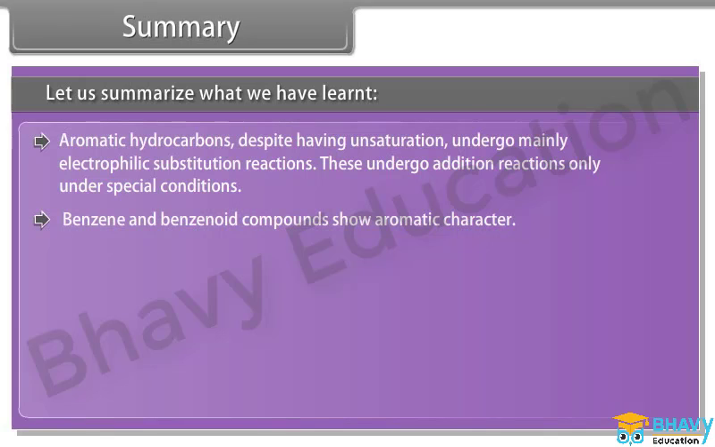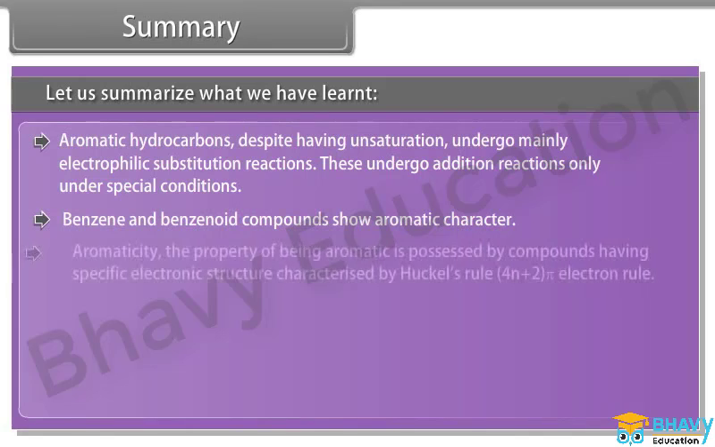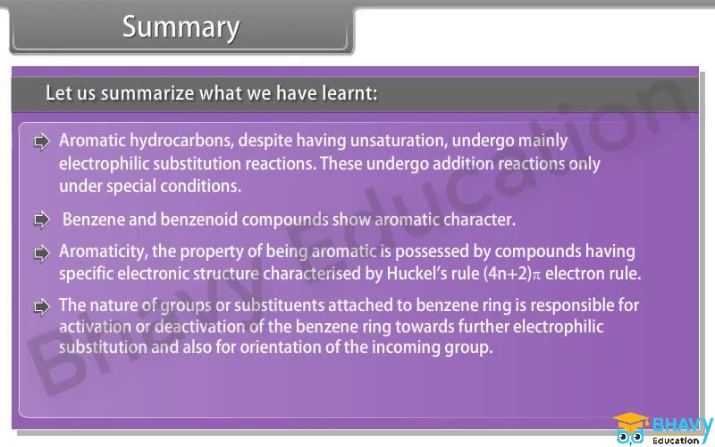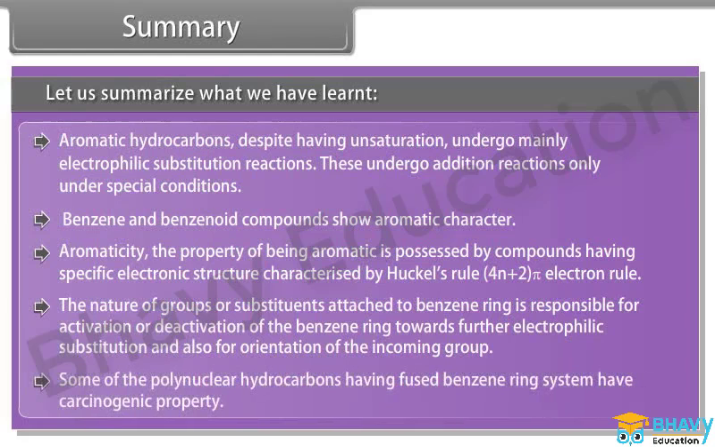Benzene and benzenoid compounds show aromatic character. Aromaticity, the property of being aromatic, is possessed by compounds having specific electronic structure characterized by Huckel's rule, the 4n plus 2 pi electron rule. The nature of groups or substituents attached to the benzene ring is responsible for activation or deactivation of the benzene ring towards further electrophilic substitution and also for orientation of the incoming group. Some of the polynuclear hydrocarbons having fused benzene ring systems have carcinogenic property.